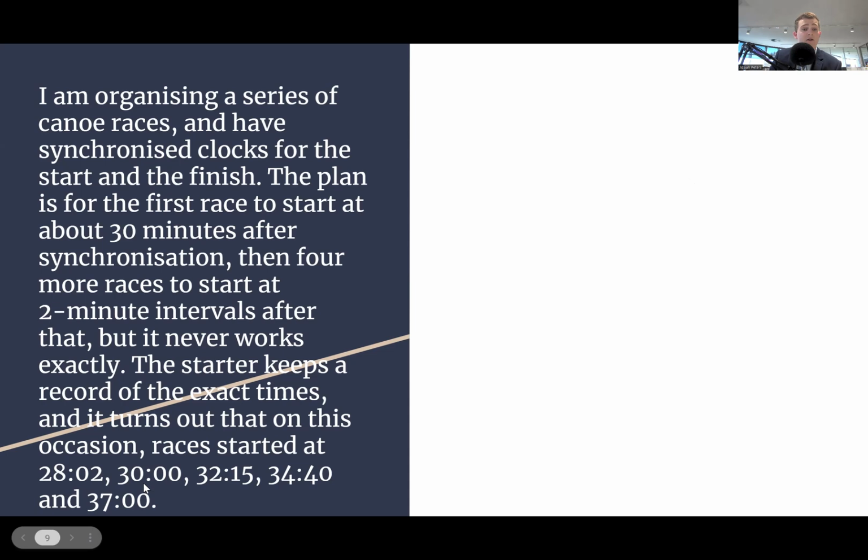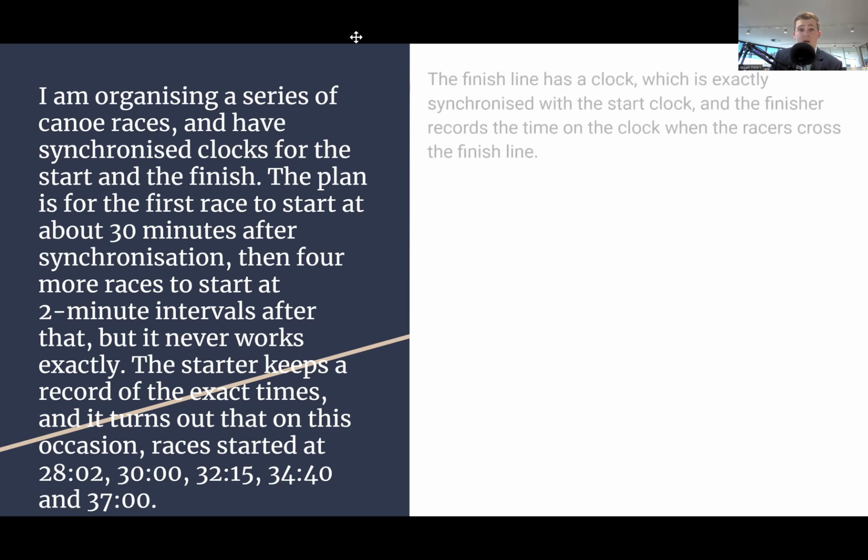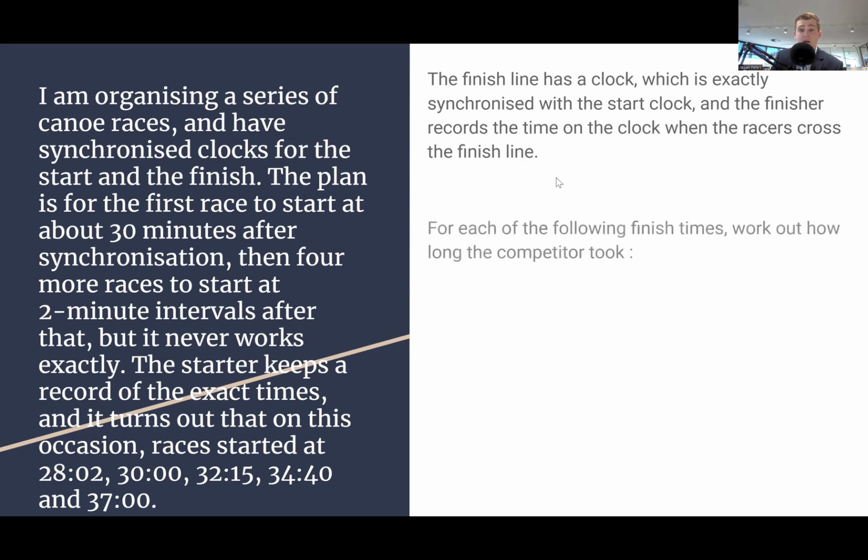Okay, so by looking at this question, we can see that the times haven't started at 2 minutes after each other. They're quite delayed. We also can see that there are 1, 2, 3, 4, 5 races that occurred on this race day. So let's see what the first part of the question is. The finish line has a clock, which is exactly synchronized with the start clock, and the finisher records the times on the clock when the racer crosses the line. So what that means is once the racer has left the starting block, their timer has started until they cross the finish line, and that time is written down. So for each of the following times, work out how long the competitor took.